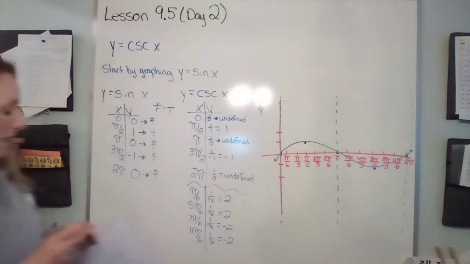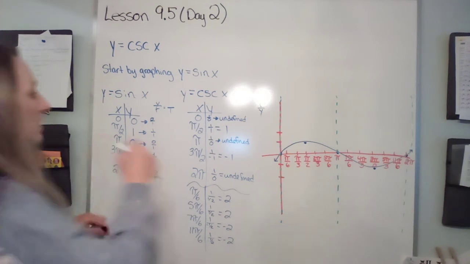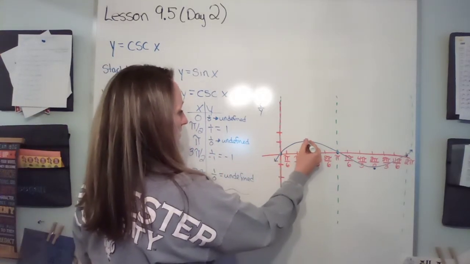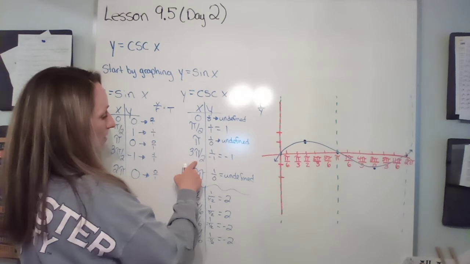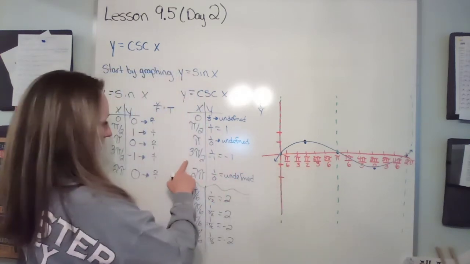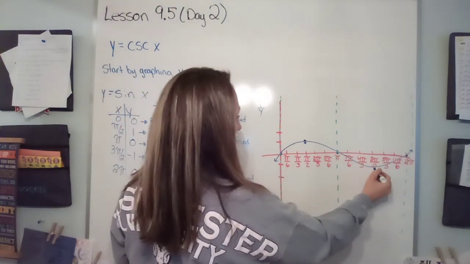Okay. And then, let's see, I'll use black, I guess. I'm going to plot a point at pi over 2, 1. Then another point at 3 pi over 2, -1, right here.